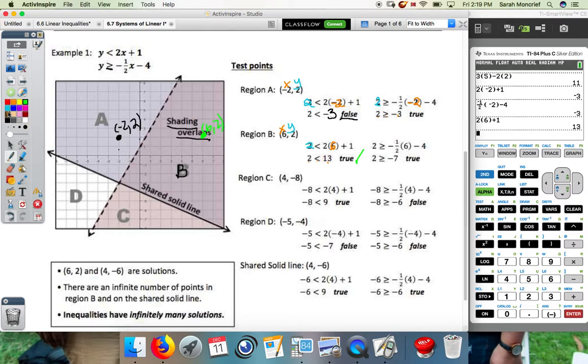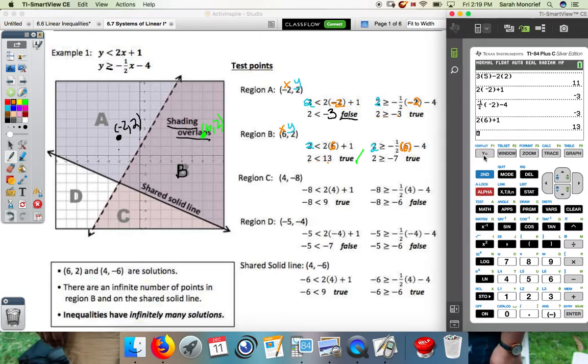All right, and now let's check it again for the other equation. We checked the first one, it checked out. So now we want to plug in 2 for y. So 2 is greater than or equal to negative 1/2 times 6 minus 4. So let's plug in that negative 1/2 times 6 minus 4.